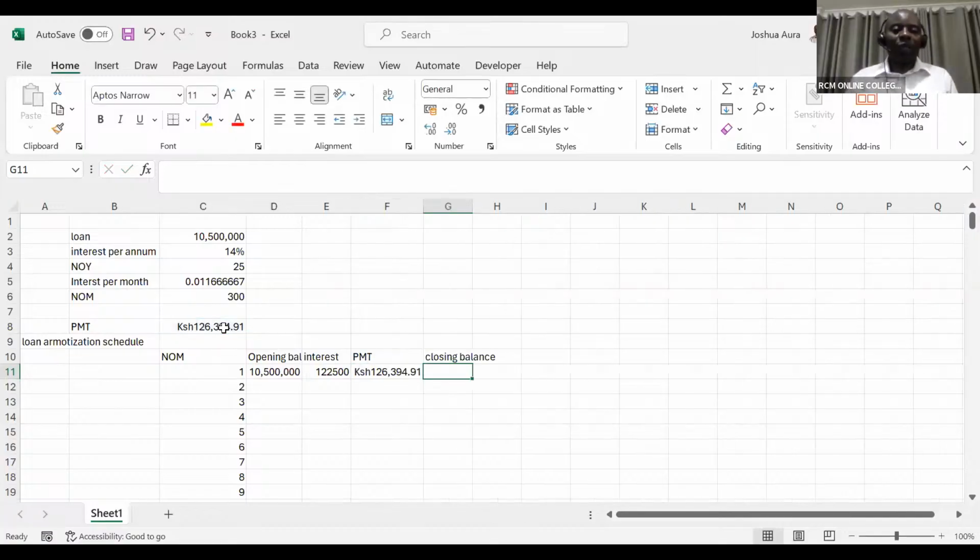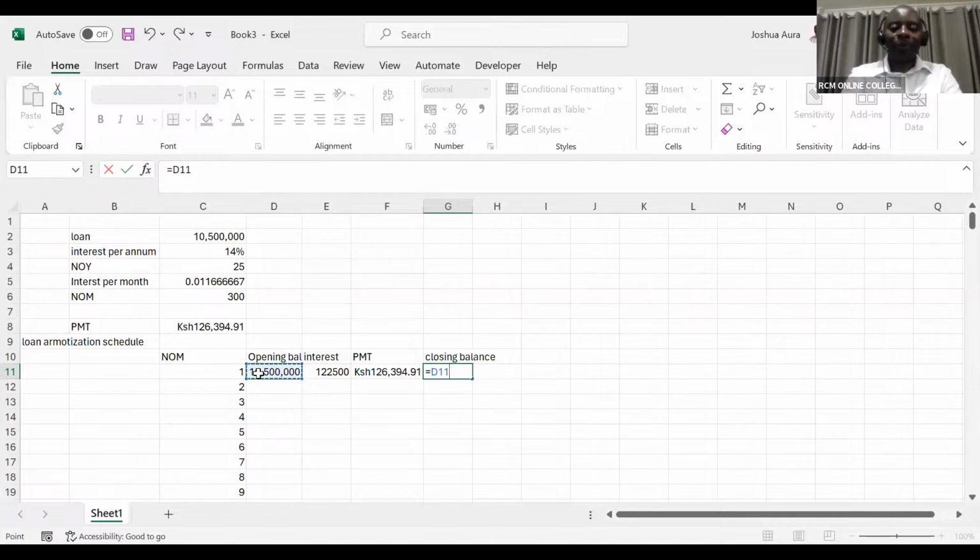We go to the closing. Closing is always the opening plus the interest minus the PMT. Then I should be able to say enter.